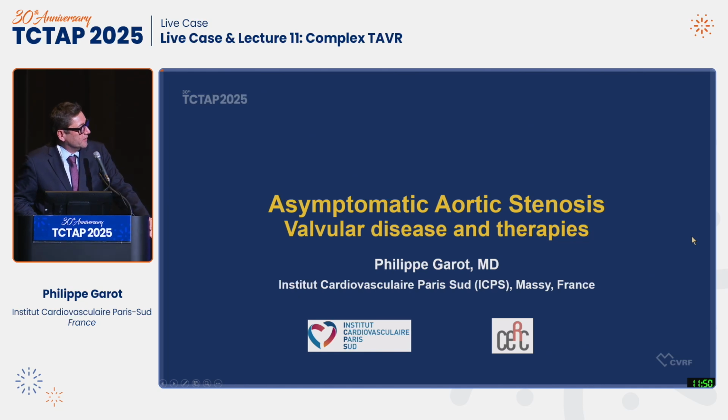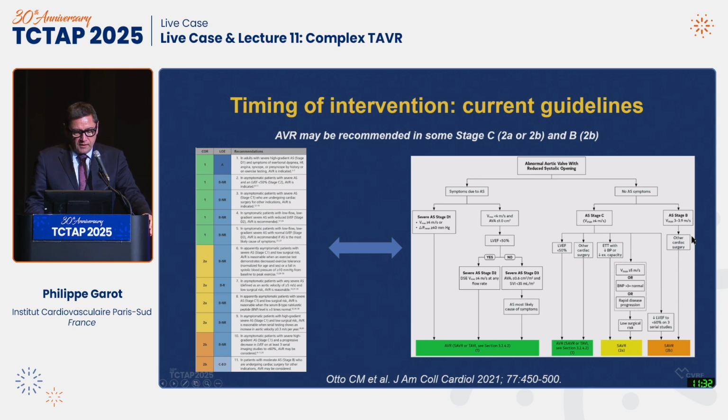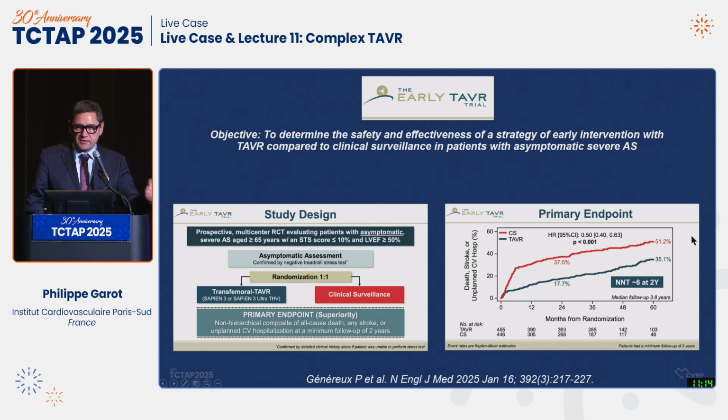Thank you very much for the kind introduction, and thank you for this invitation to present asymptomatic aortic stenosis, valvular disease, and therapies in this great session with two fantastically executed live cases. These are my disclosures. So first of all, as you all know, the current guidelines support clinical surveillance for patients with asymptomatic severe aortic stenosis and normal left ventricular ejection fraction. We're going to discuss this in a few minutes with 4 randomized clinical trials.